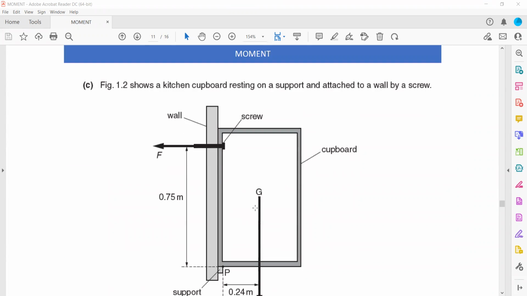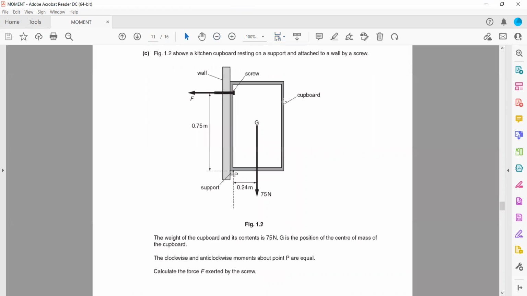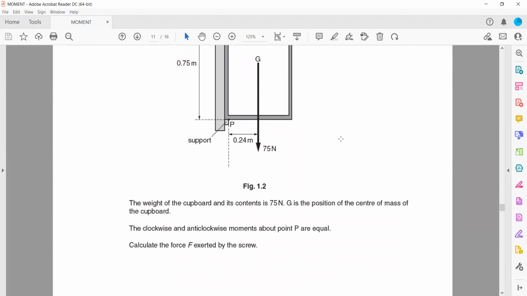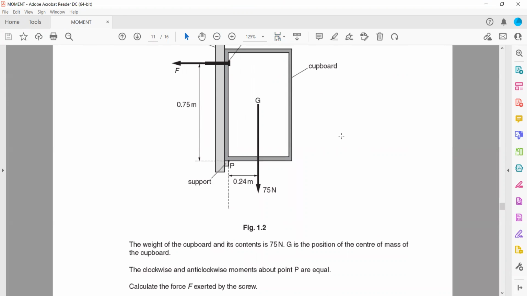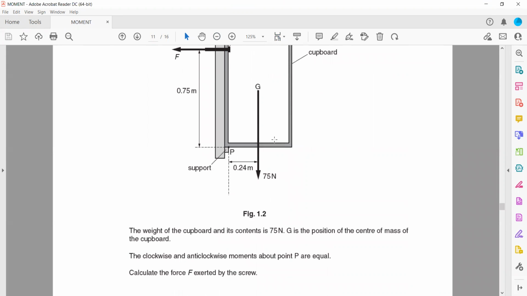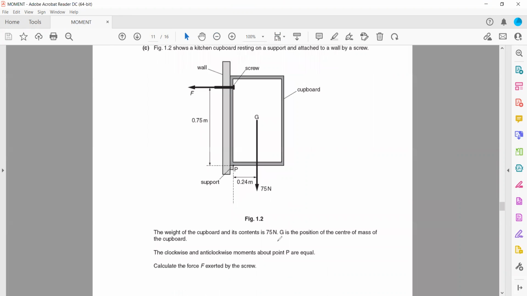Another question related to this part. Figure 1.2 shows a kitchen cupboard resting on a support attached to a wall by a screw. The weight of the cupboard and the contents is 75 Newton. The clockwise and anti-clockwise moments are balanced about point P. If they say about point P, it means P is the pivot. We want to calculate the force F. This force F we have to calculate. This point P is a pivot.